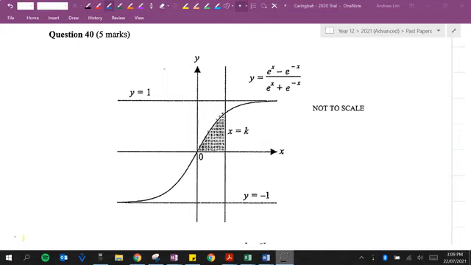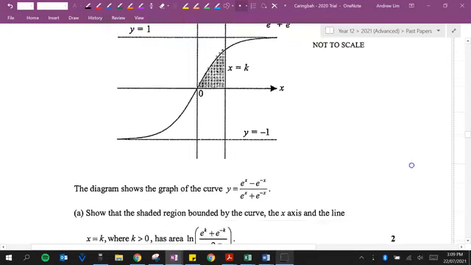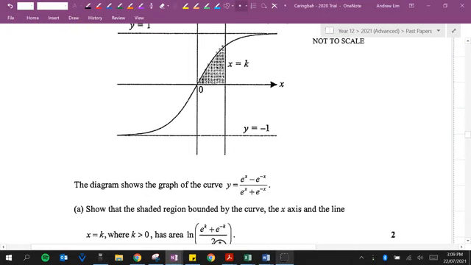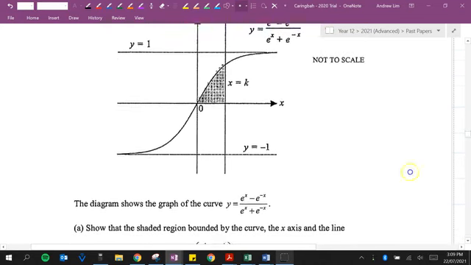It's your teacher, Mr. Lim here, and we've finally made it to the last question, question 40 of the Caringbah 2020 trial. So here we have a diagram, and the question says, the diagram shows a graph of the curve y equals e to the x minus e to the negative x over e to the x plus e to the negative x. Okay, so that's our curve.